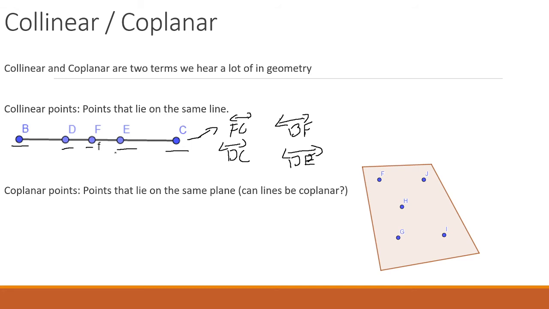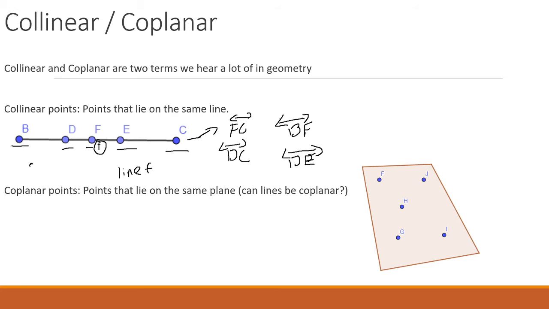You could also label it as a lowercase letter. So in this case here, I could also say line F, which uses a lowercase letter or a cursive letter. But sometimes if you have a line in a big picture, they might just label the line with a single letter rather than having you pick out 2 points on it.